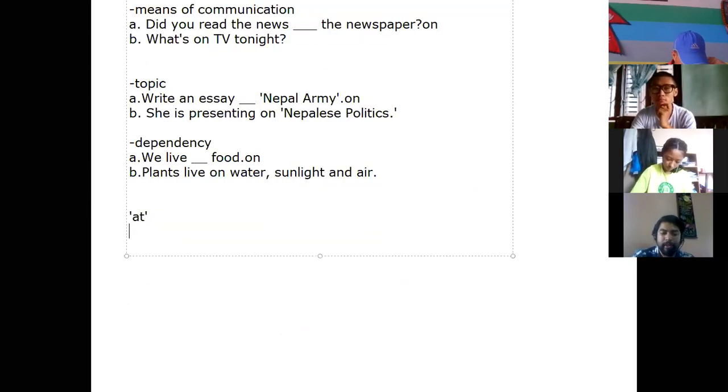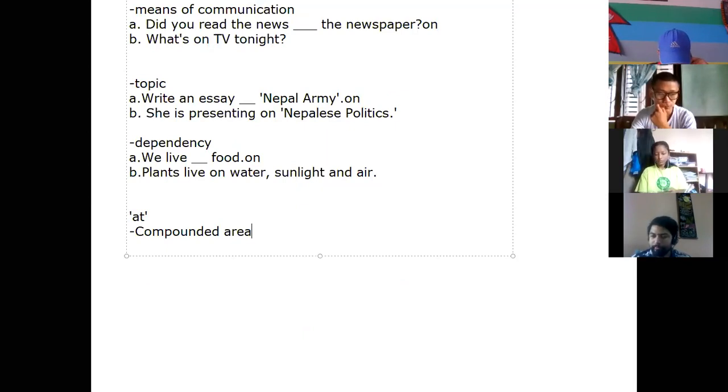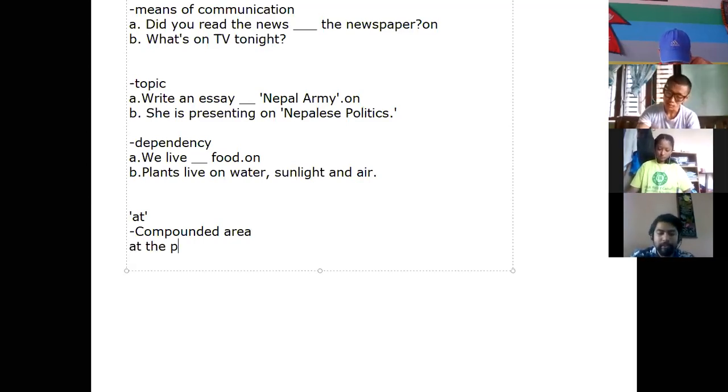At is for a compounded area. Inside a compound. Any office which is inside a compound which has a well marked perimeter. Having a premises, its own area. The area inside your compound is called at. For example, the police station. Does a police station have a compound? Does it or doesn't it?